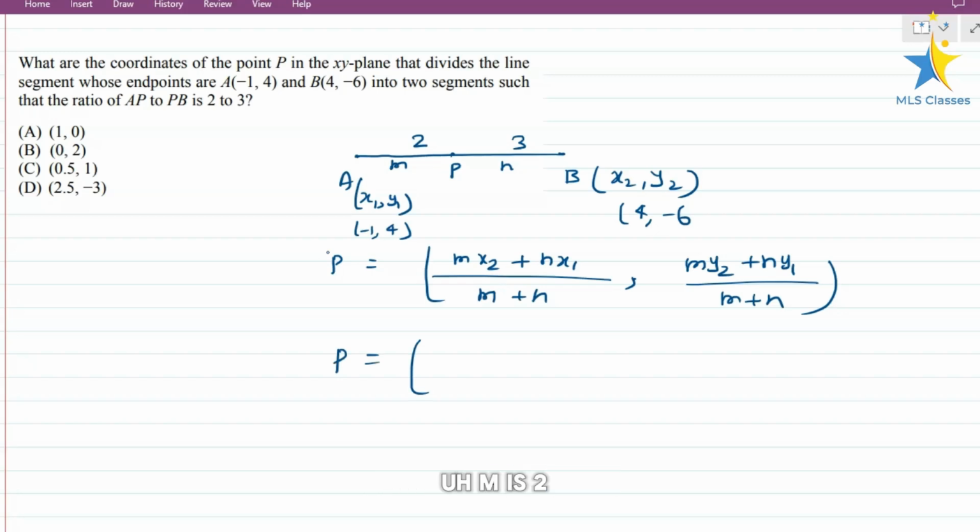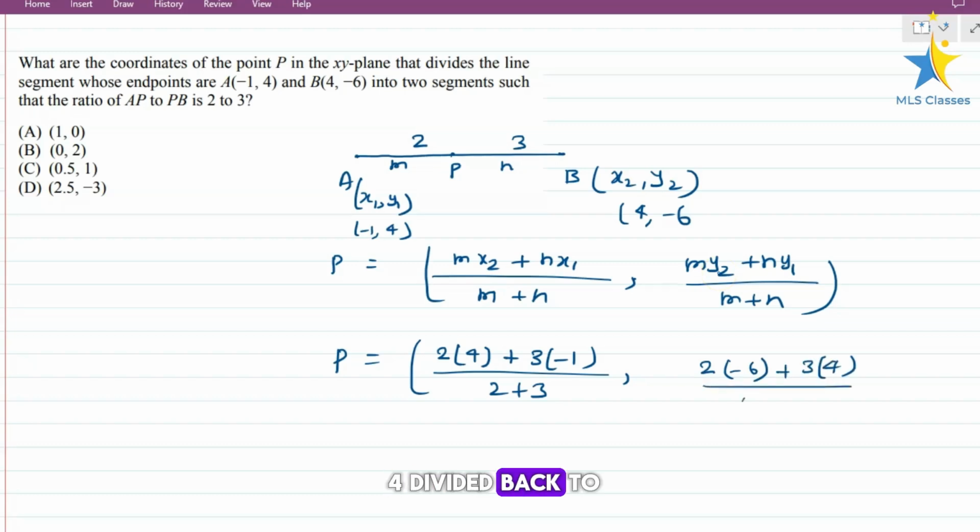So we will be getting m is 2, so 2 times 4 plus n is 3, so 3 times x1, that is negative 1, divided by 2 plus 3. Then my2, that means 2 times negative 6, plus ny1, that means 3 times 4, divided by 2 plus 3.